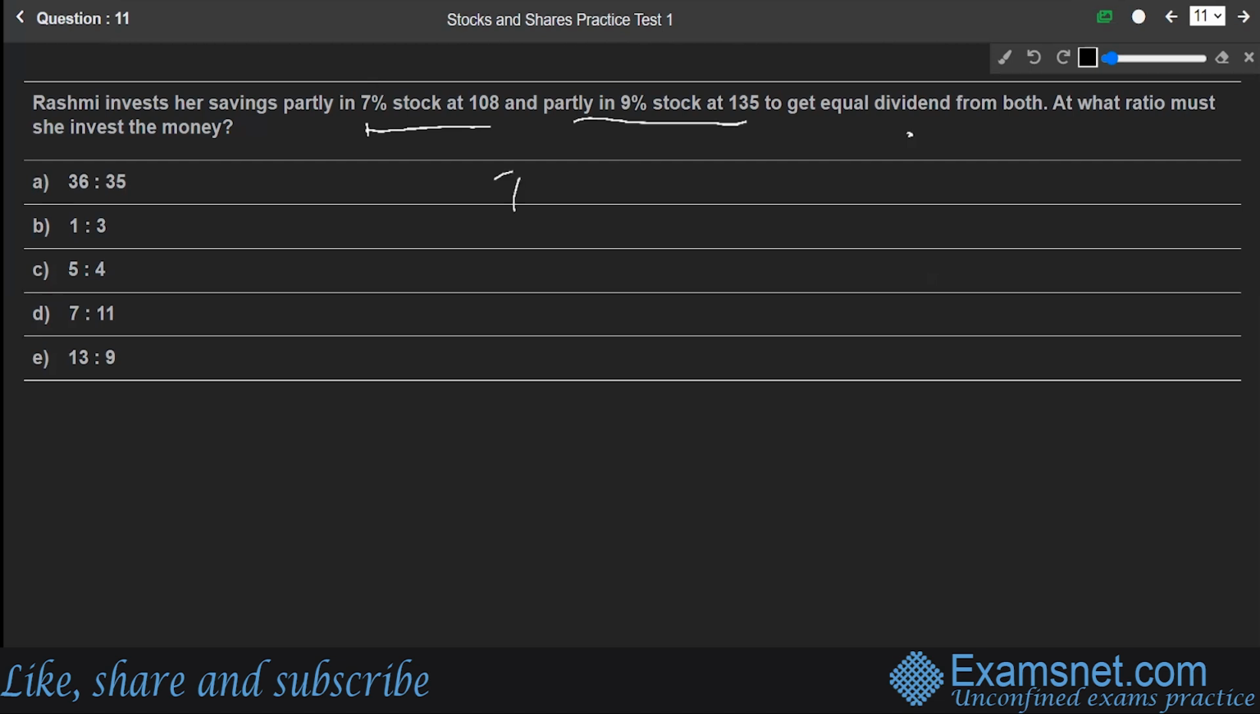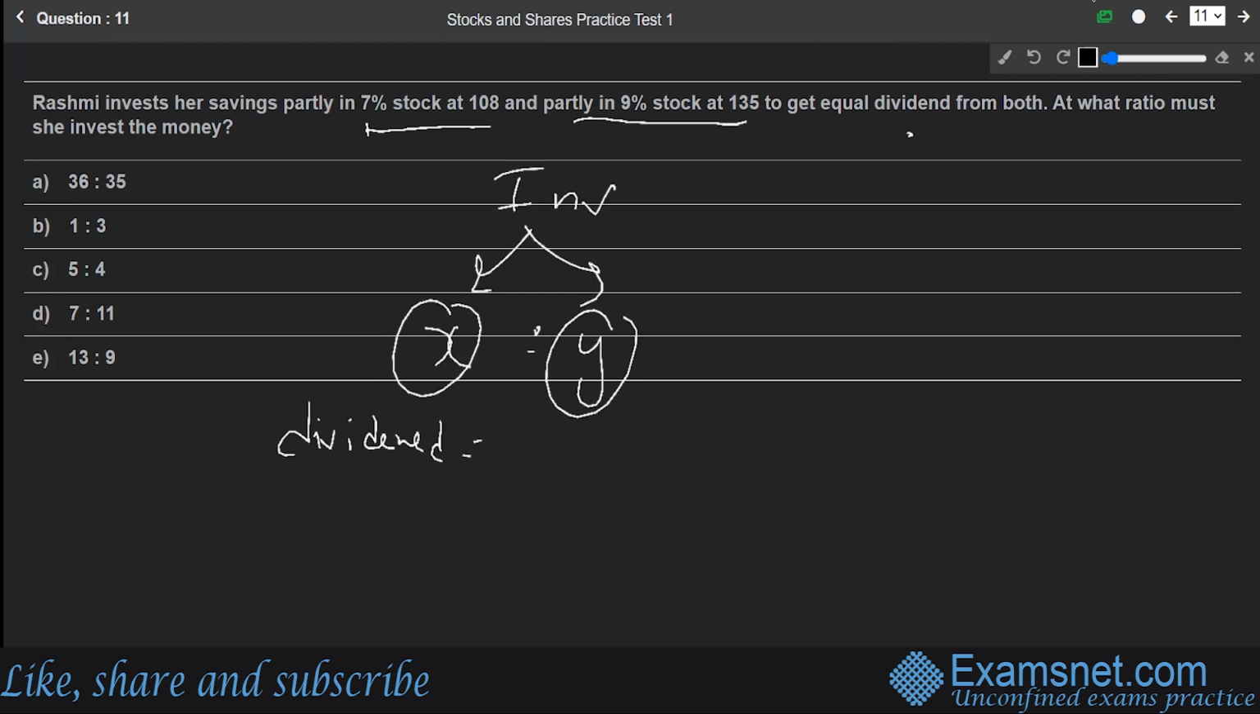So let's say the investment is distributed in the ratio x is to y, where x is the first investment and y is the second investment. So if x is the first investment, what is the dividend? Dividend can always be given as investment into premium percentage or the dividend percentage, divided by the market value of each share. Okay, that is how we find out the dividend.